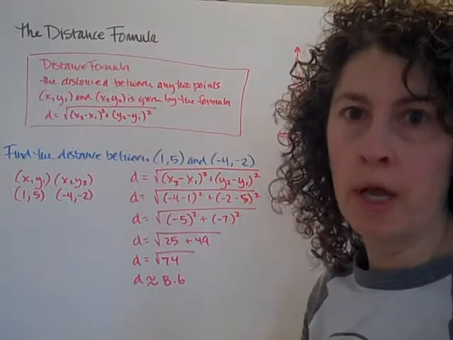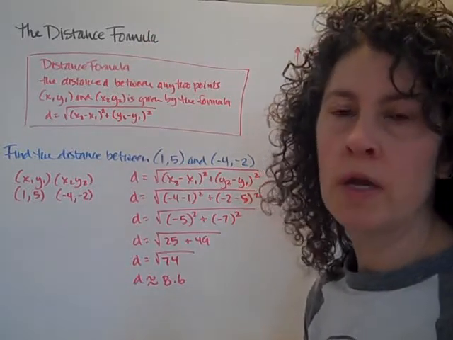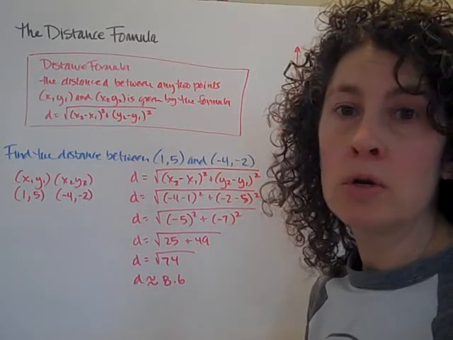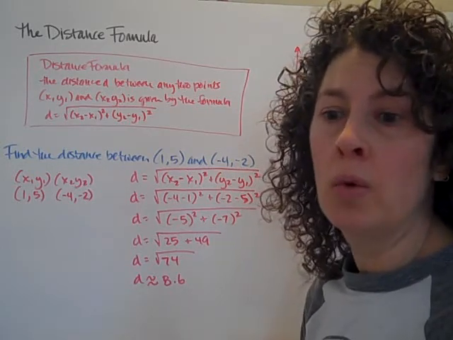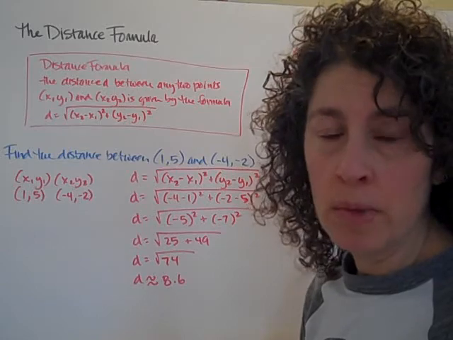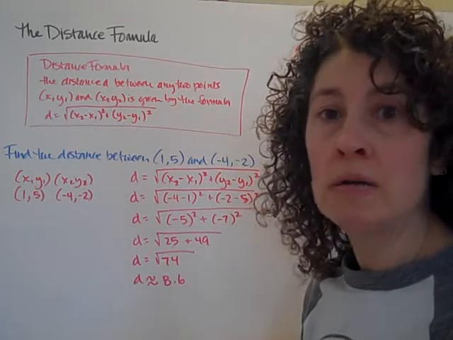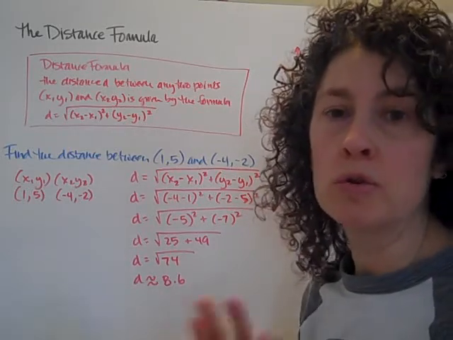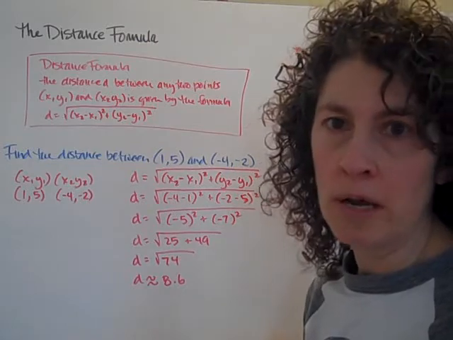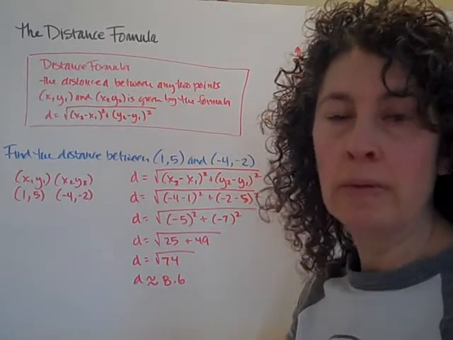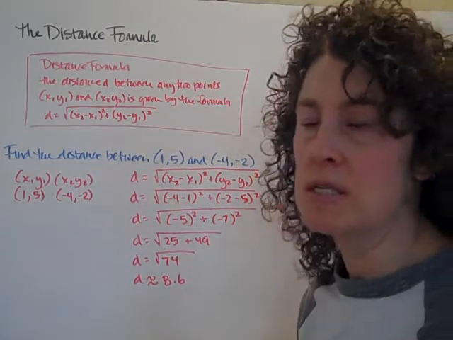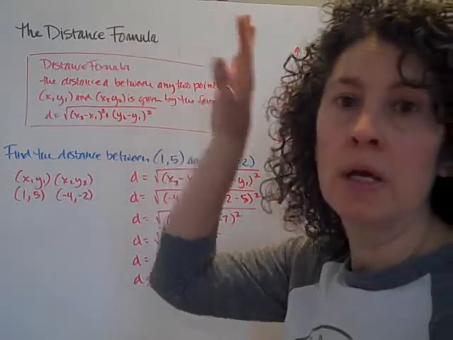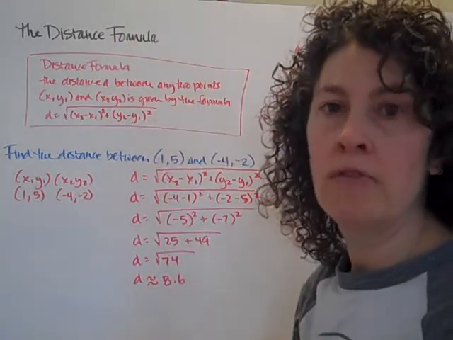The distance formula. This chapter we've been working with our powers and our roots, and we've been talking about the Pythagorean theorem, which deals with right triangles and the hypotenuse, the two legs that are attached to the right angle, and being able to find any of those missing distances. So the distance formula is a reworking of the Pythagorean theorem.